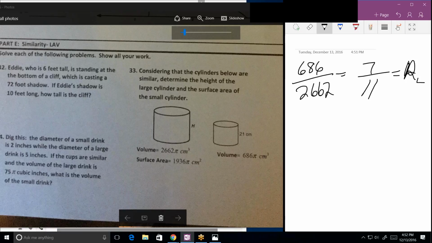So they're asking about surface area. And so then I can square the linear ratio and get the surface area ratio.